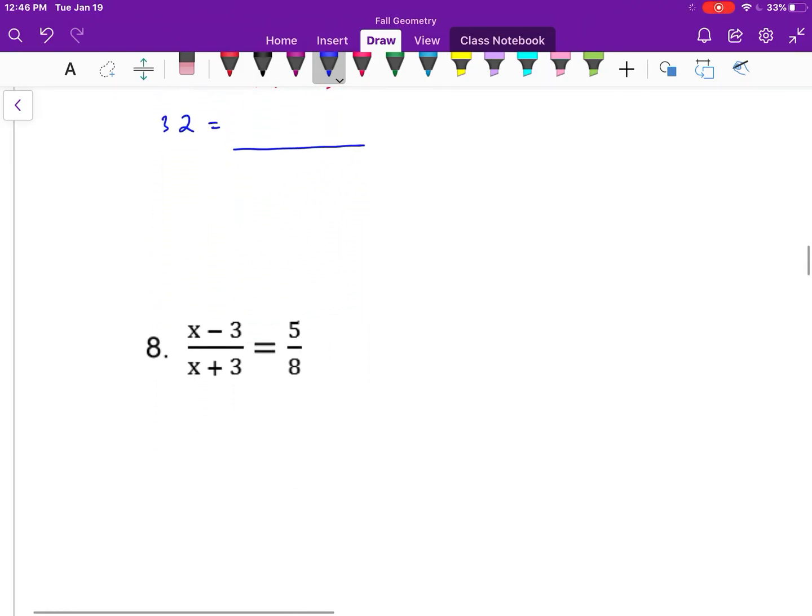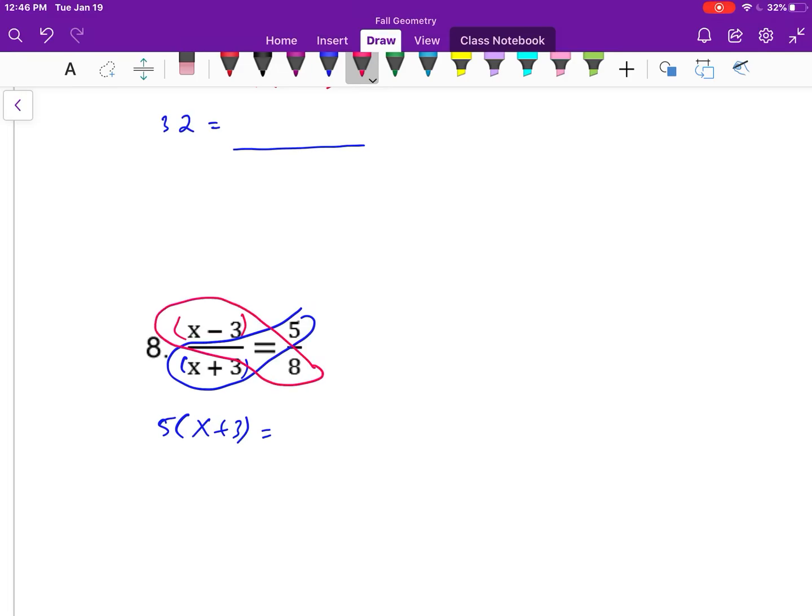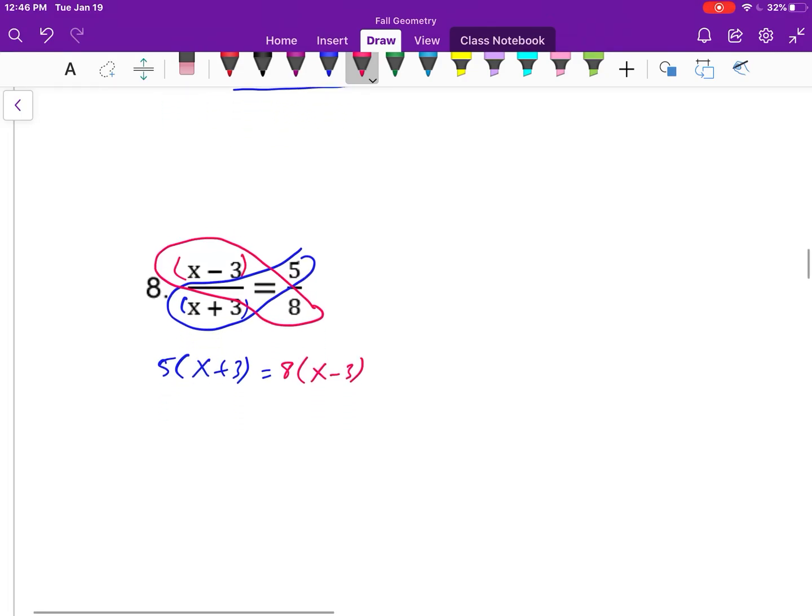4 times that negative 7 gives you a negative number here. Okay, so in this case, you're going to go ahead and distribute twice. So you'll have 5x plus 3 is equal to something else. And then you have parentheses, cross multiply, 8 times x minus 3 in this case. Okay, and then you can solve it on your own to distribute.